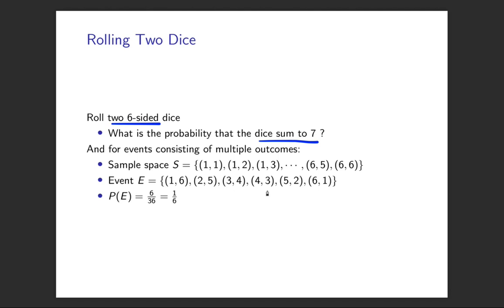So we have to map our event down to a subset of the sample space, remember? And now to calculate probability, we need to calculate the number of outcomes in S. In this case, it's 36, 6 times 6. And we need to calculate the size of event E. So here it's 1, 2, 3, 4, 5, 6. So the probability of event E is 6 over 36, which is 1 over 6.